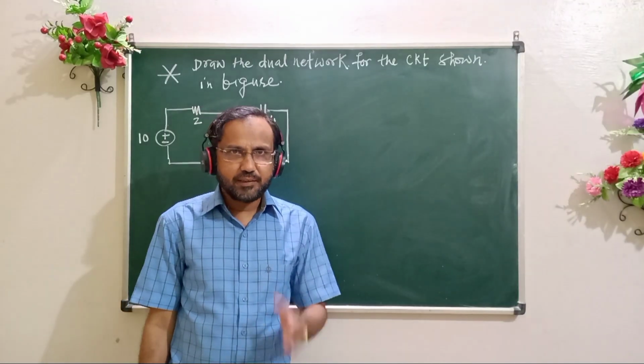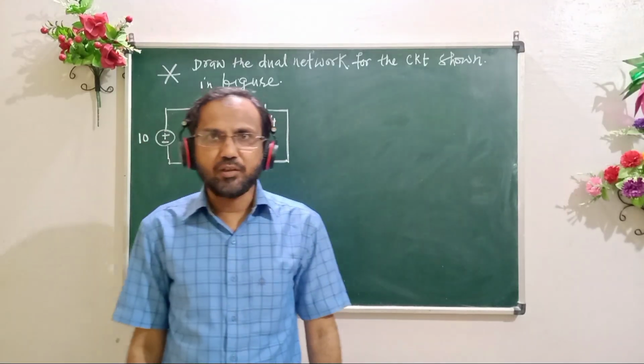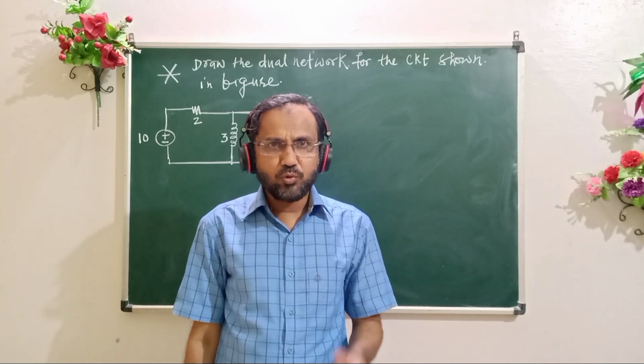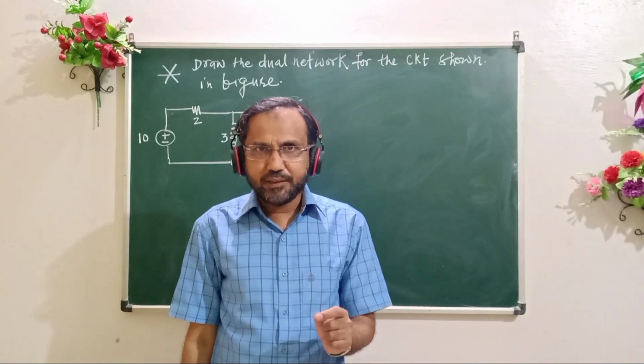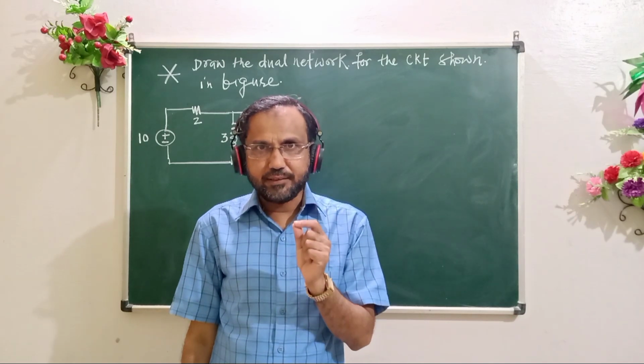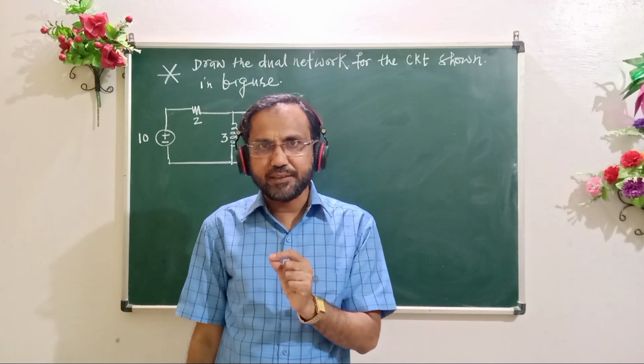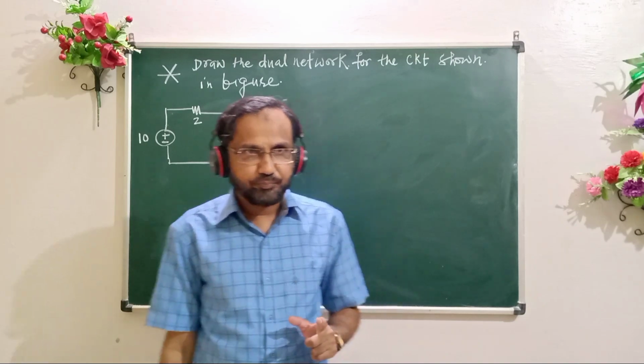Hello friends, this is the second lecture on duality. Two circuits are said to be dual when the node equation of circuit number 1 is the same as the loop equation of circuit number 2.